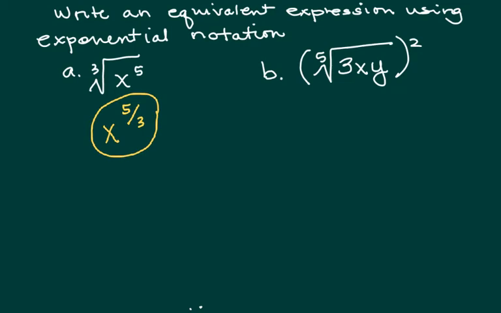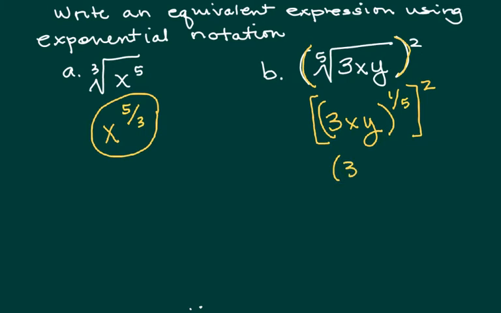Same thing here, we have 3xy as our base, and I'm just doing the inside of the parentheses now. That's going to be taken to the 1/5 power. There's no other exponent on it, so 5 being the index becomes our denominator. But then that whole thing is taken to the 2nd power. So we'll end up with 3xy to the 2/5 power.